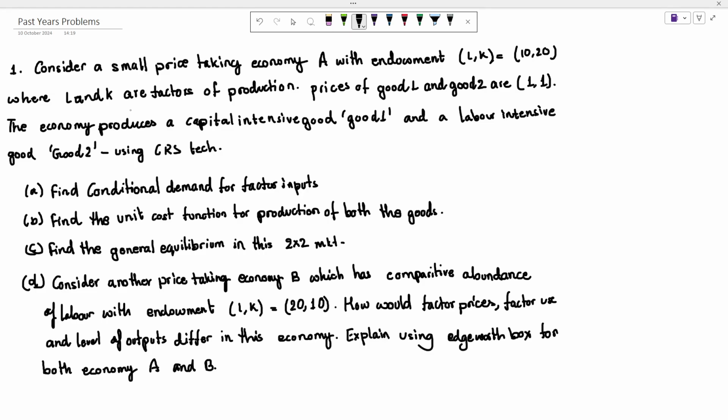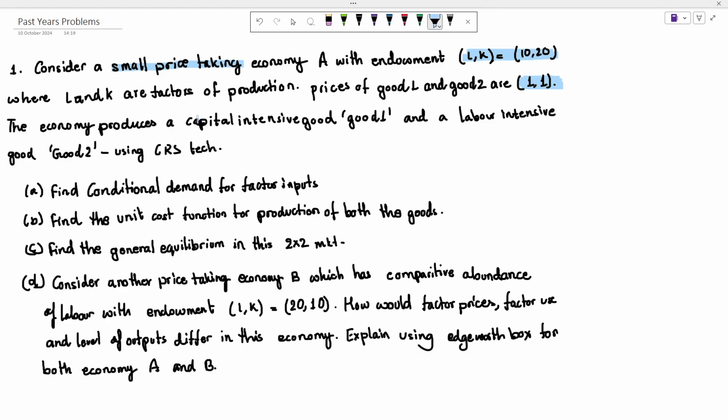So this is one of the questions in microeconomics, 2x2 production general equilibrium, and the question is, there is a small price taking economy. So the prices will be given, and these are the labor endowments, and the prices of good 1 and 2 are 1, 1. So that is what we meant by this being a price taking economy. So whatever we are going to do, the prices are exogenously given.